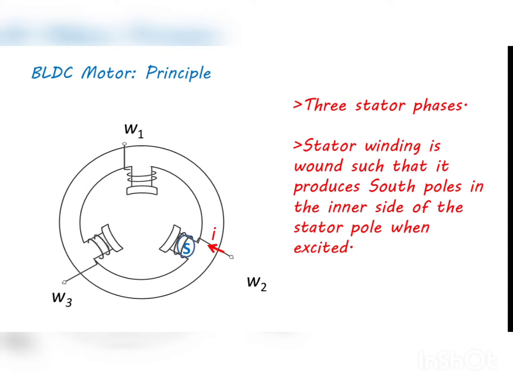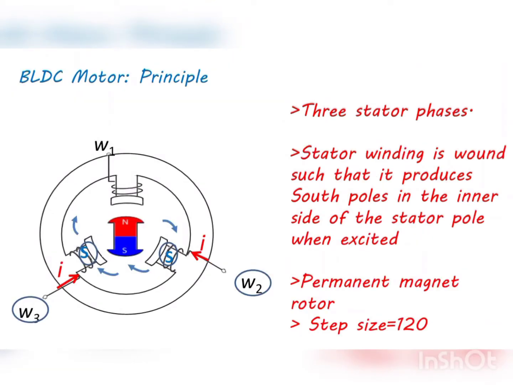Here in this example, the stator of the machine has three poles 120 degrees apart. Each pole has its own winding called W1, W2 and W3. These windings are used to create electromagnetic poles in the stator. Remember, the stator winding is wound such that it produces south poles on the inner side of the stator poles when excited with the direction of current shown in the figure. The permanent magnet rotor of this machine has two poles.